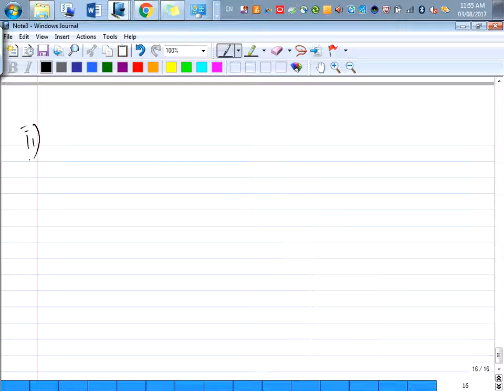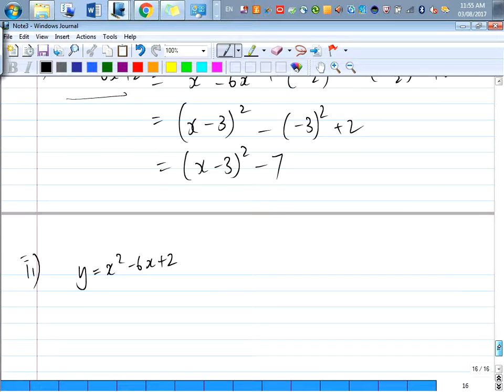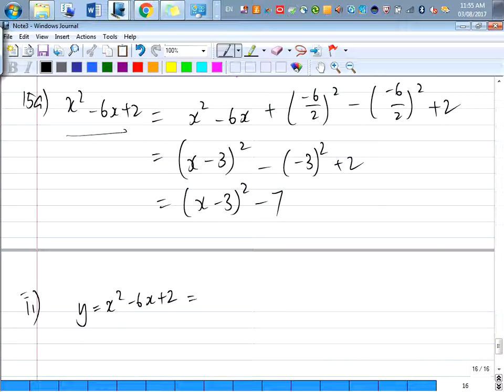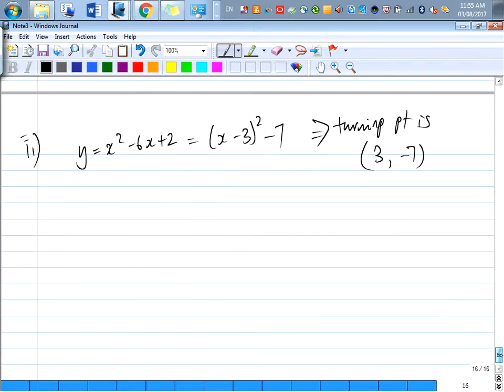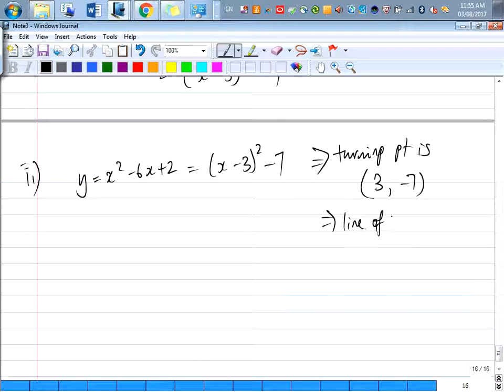Part two, sketch the graph of y equals x squared minus 6x plus 2. To sketch this and to include the turning point, x intercepts and so on, we can use our completed square form to find our line of symmetry. Over here, y equals (x minus 3) squared minus 7. So this tells me that the turning point is (3, negative 7). The line of symmetry is x equals 3, based on the x coordinate of the turning point.